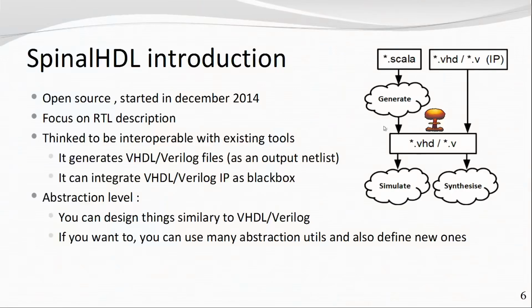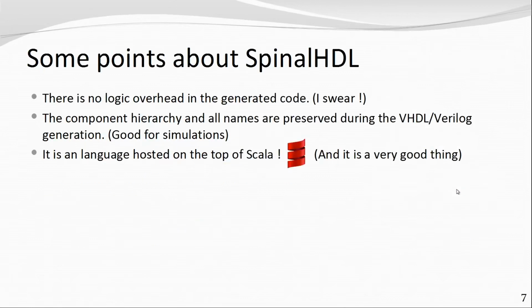Then there is the flow. You define your digital hardware description by using .scala files in SpinalHDL. Then you ask the SpinalHDL tool to generate the corresponding VHDL or Verilog netlist. Then you can grab your VHDL or Verilog IPs and put them all together, and you can use your flow as before, with the same simulation tools and the same synthesis tools. Now I will start with some examples, but first, one last point to tell you: SpinalHDL will not create any overhead in the generated RTL. You will not lose gates, you will not lose performance, because it is not a kind of HLS tool.